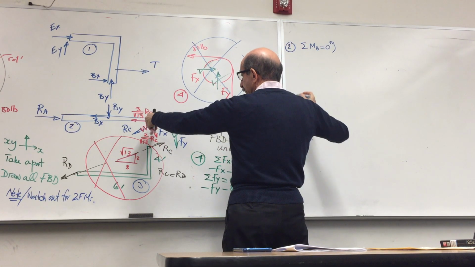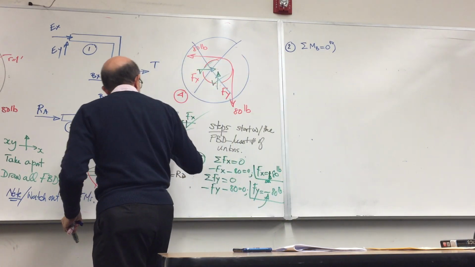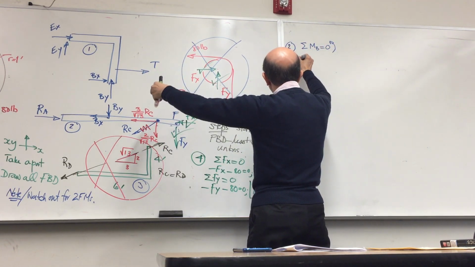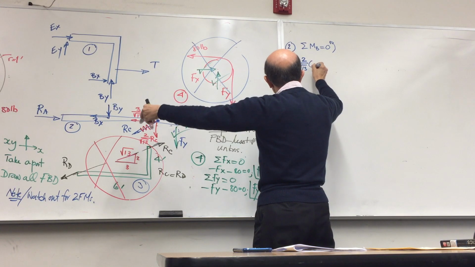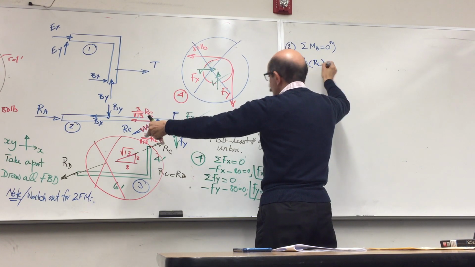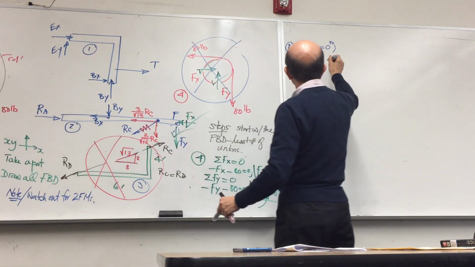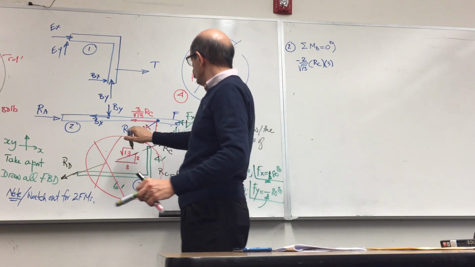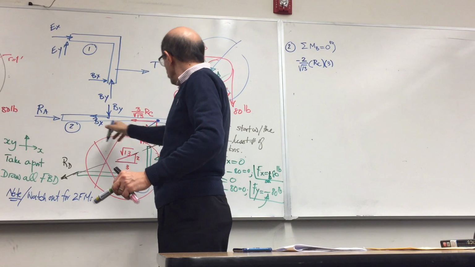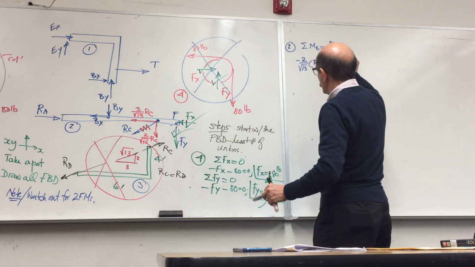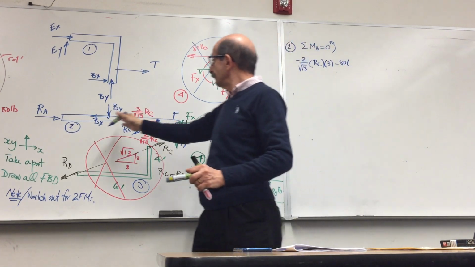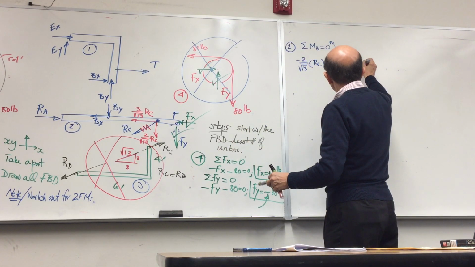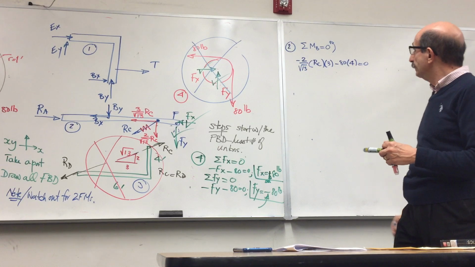F would be 2 over this, I guess this is from the remnants of the other wrong direction. So I have this one, which would make a negative moment, 2 over the square root 13 times RC times this distance, which is 3 feet. And then I have negative Fy, which is 80 times this distance, which is 4, right, is equal to 0. That's it. Those are all the forces that I have.